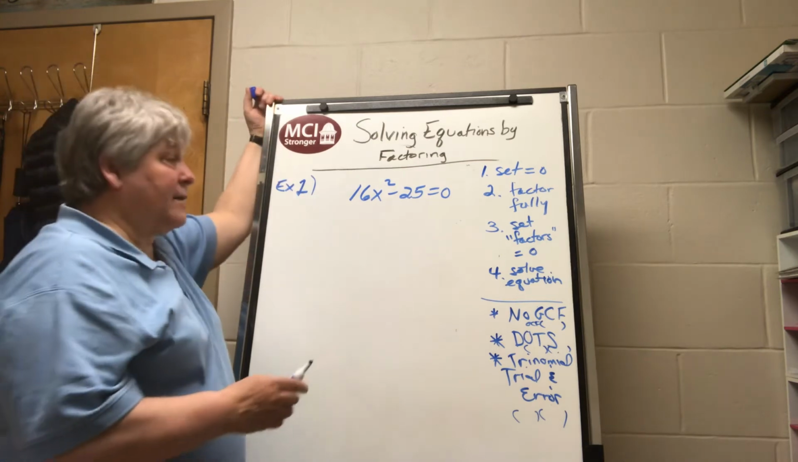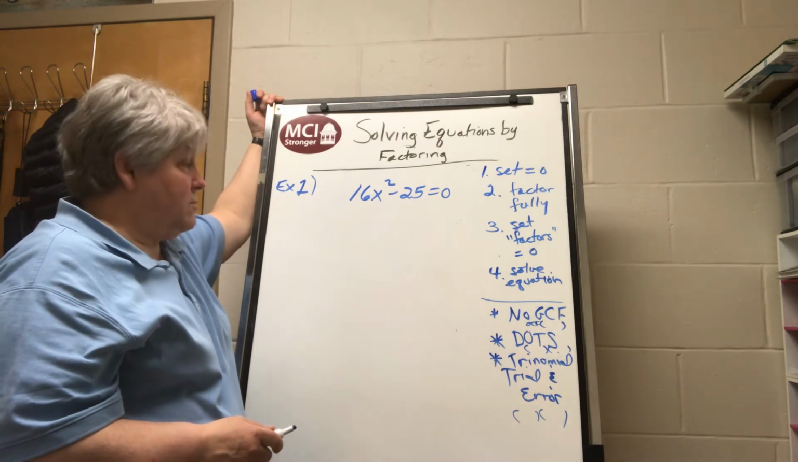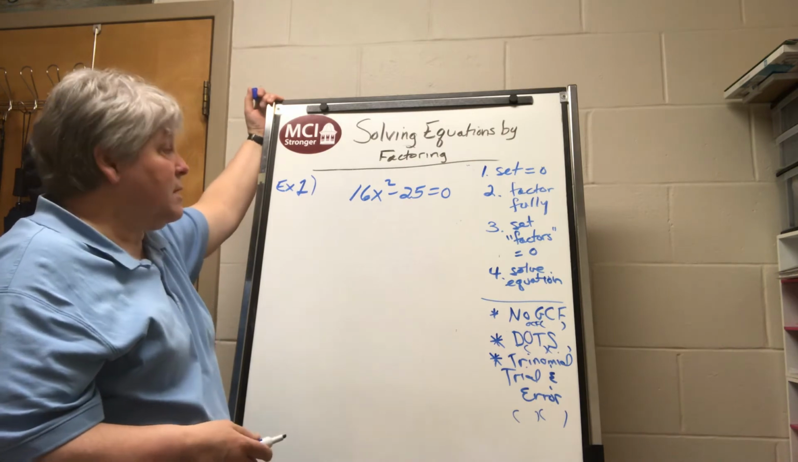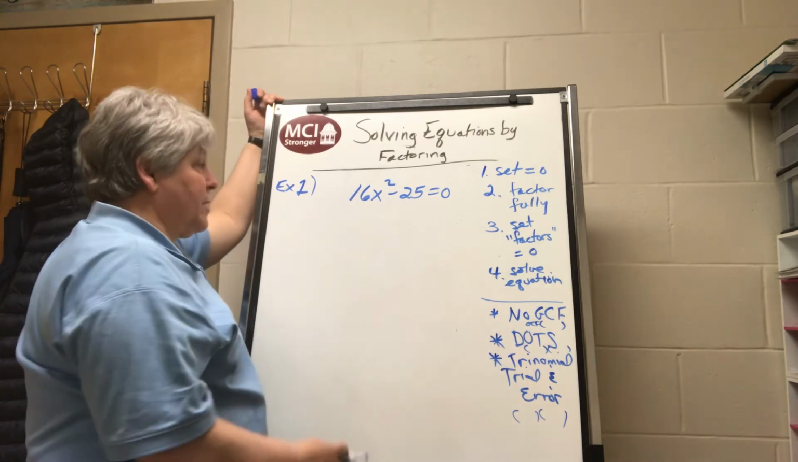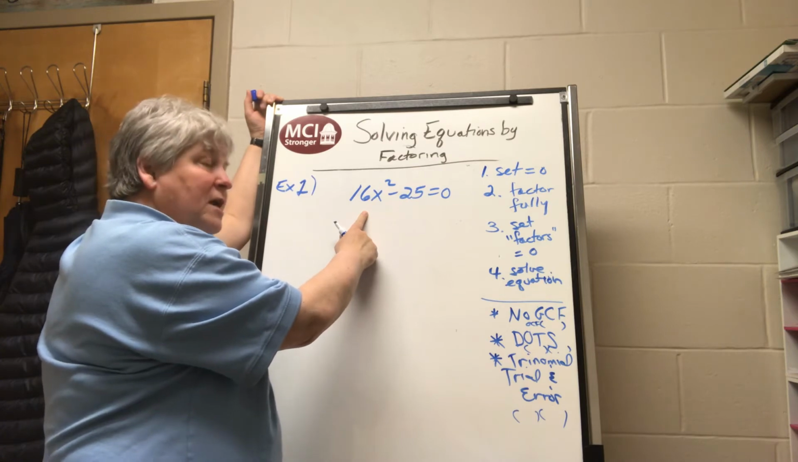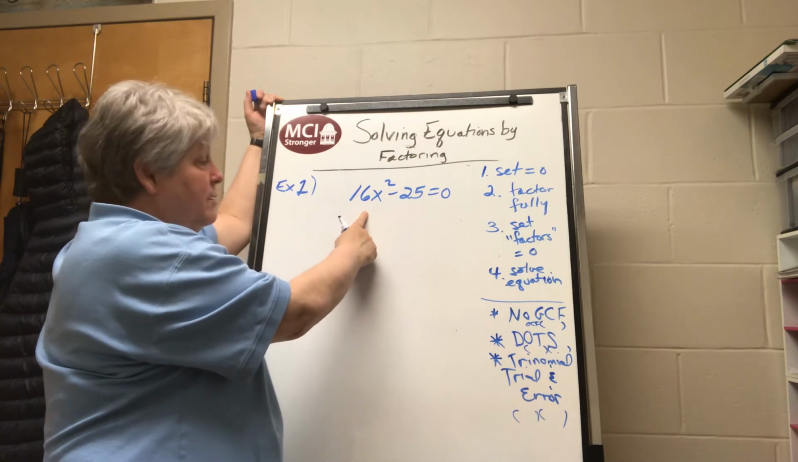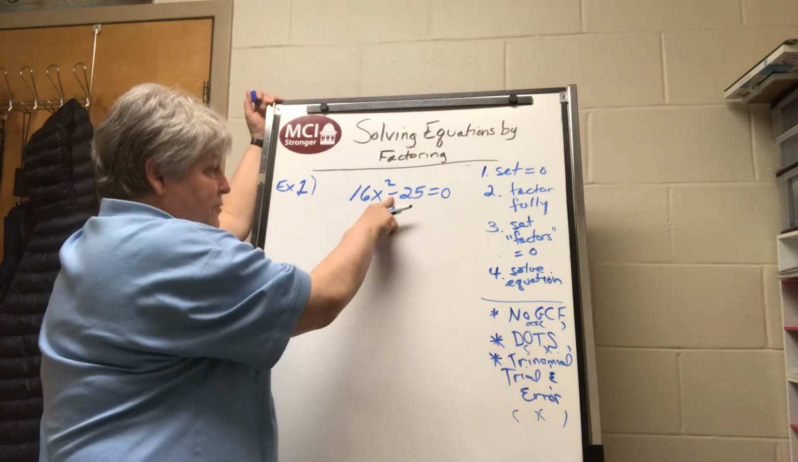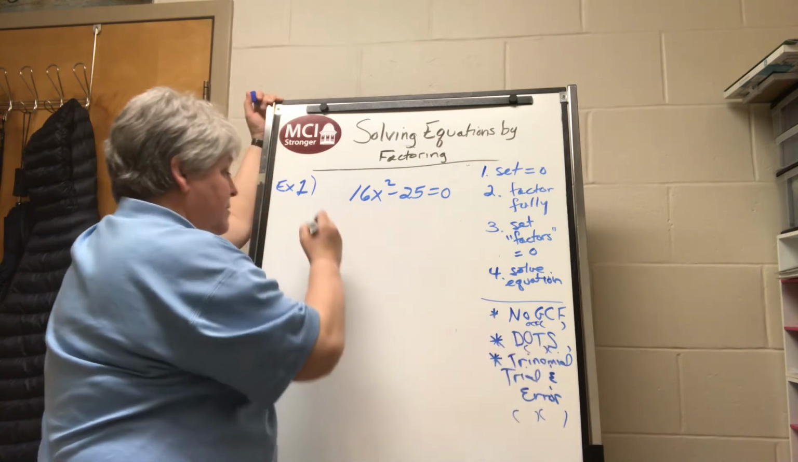Is there a greatest common factor, a number that goes into 16 and 25 evenly? No, there isn't. Are there x's in both terms? No, there isn't. So we're ready to see if maybe a difference of 2 squares might be appropriate. Is that a perfect square? You can think of a quantity times itself that gives you this. I think 4x would work. And here, 5. And is that a different sign? It is. So it's a difference of 2 squares.